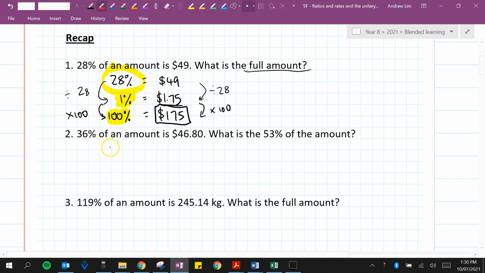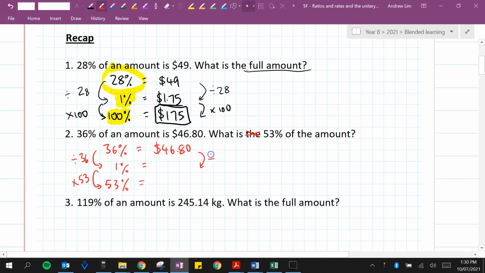Alright, so 36% of an amount, 36% is equal to $46.80. What is 53% of an amount? So we want 1%. So we need to divide by this number, 36. And then we want 53% according to the question. So we need to times by 53.